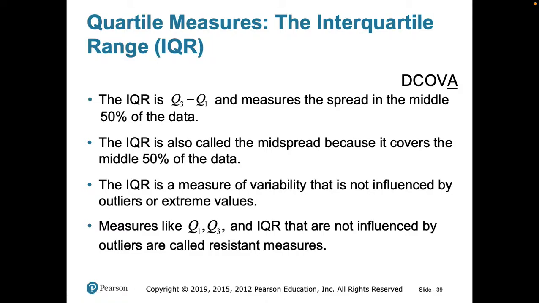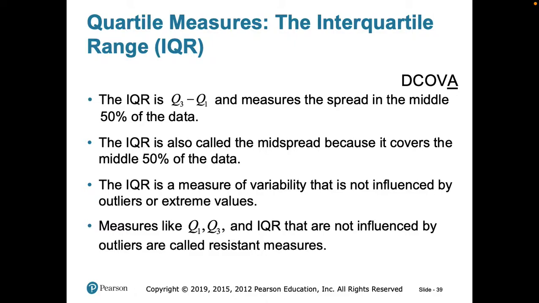Let's talk about the interquartile range. What is the interquartile range? The IQR is Q3 minus Q1, and basically it's measuring the spread in the middle, or the middle 50% of the data. The interquartile range is also called the mid-spread because it's covering 50% of the data. So it's the spread in the middle.